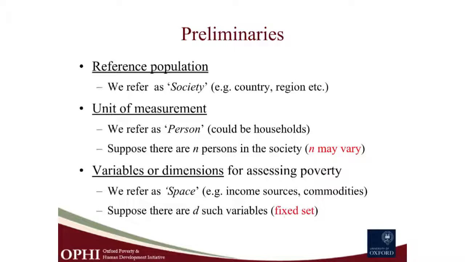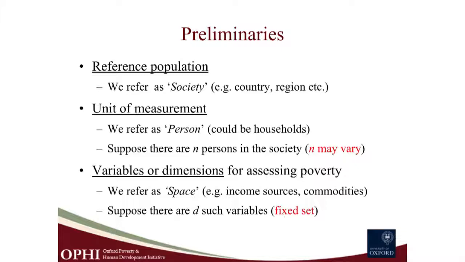Then there is a list of variables or dimensions, however you call it, used for assessing poverty. We refer to that set of variables as the space for measuring poverty. In the world of income poverty measurement, it is either income from various sources that you add up to get total income, or it could be a set of commodities available in a commodity basket.